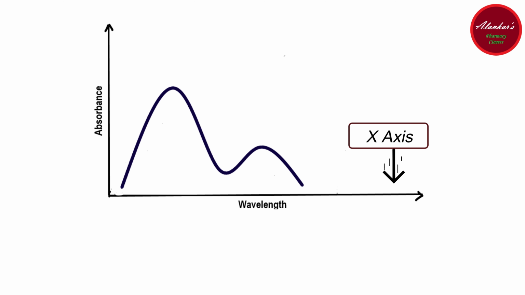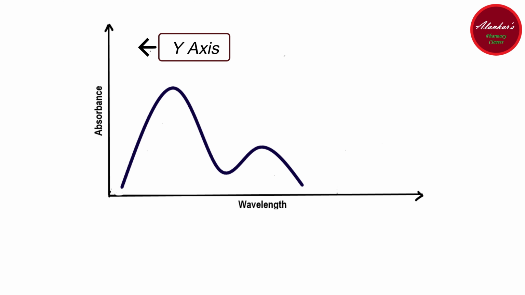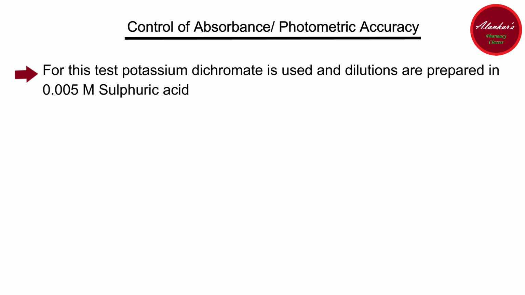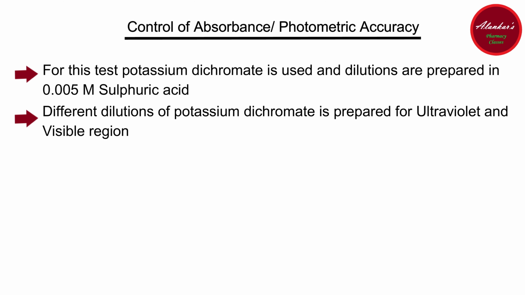The previous test checks the wavelength accuracy, which is plotted on the x-axis of the UV graph. And now the next test is for the absorbance, which is the y-axis parameter. In this test, potassium dichromate is used and dilutions are prepared in 0.05 molar sulfuric acid. Different dilutions of potassium dichromate are prepared for the ultraviolet and visible regions.